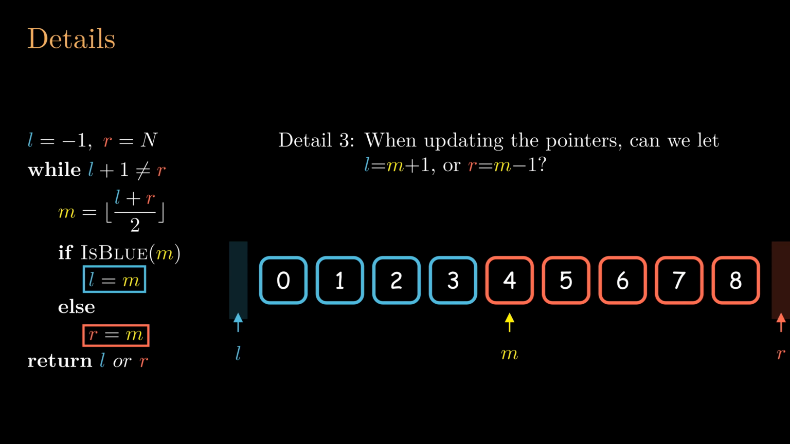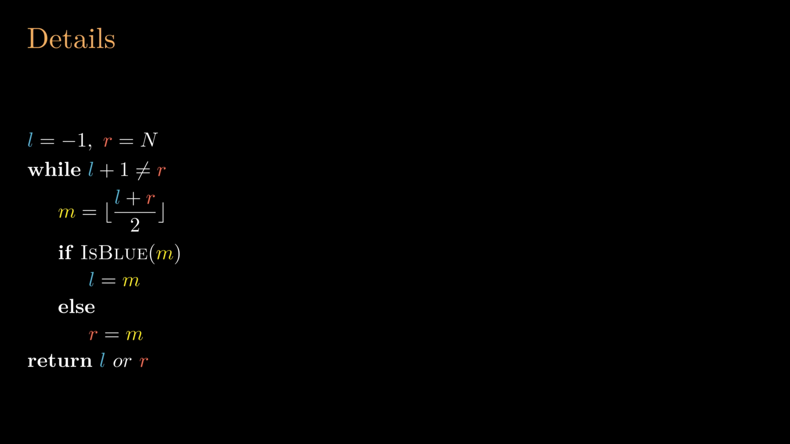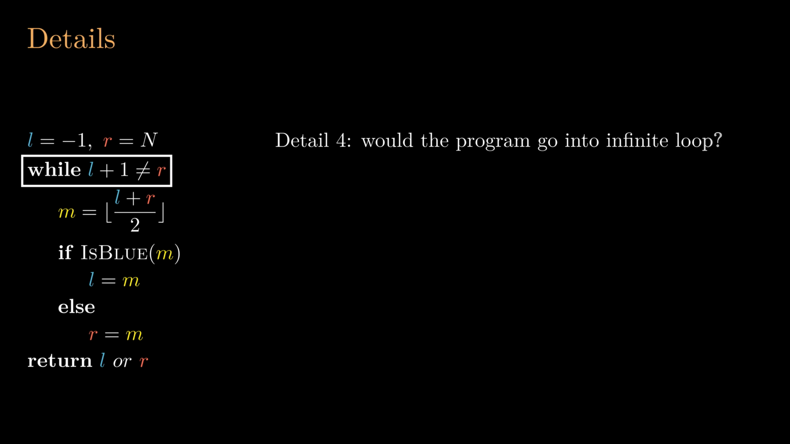Granted, if we implement the algorithm carefully, letting L equal to m plus 1 or R equal to m minus 1 will also give us the correct program. But letting L equal to m and R equal to m is easy to understand and less error-prone. Let's look at the fourth detail, whether the program will go into an infinite loop.